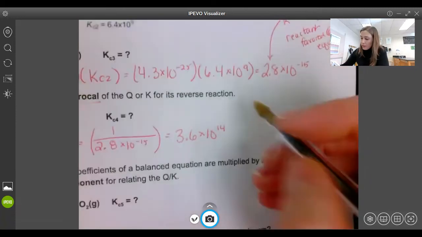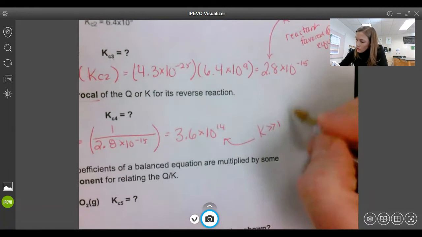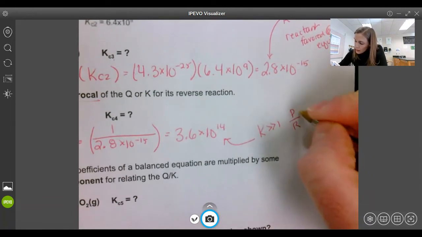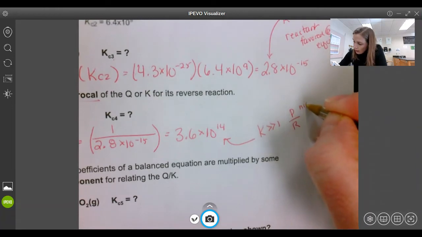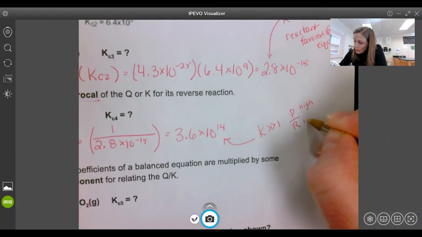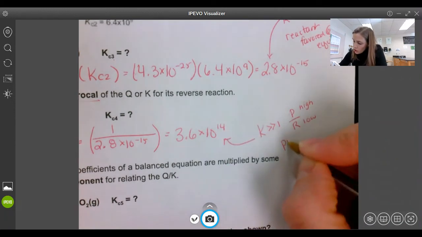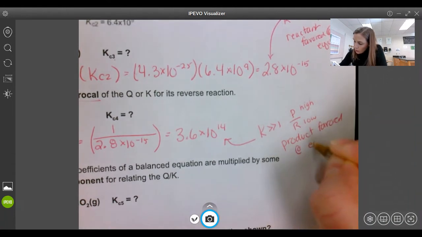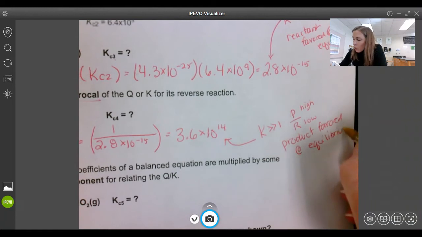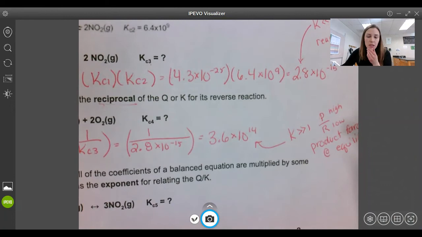Okay, now if I look at that value for K, K is much greater than 1 here. So if you think about our products over our reactants, to make it that much bigger than 1, our products are going to have to be a very high or large number, and our reactants are going to have to be very, very small or low in order to produce that value. So in this case, this is product favored at equilibrium. Because remember, only rates have to be constant at equilibrium. The amounts of reactants and products do not have to be equal. They just have to become constant.